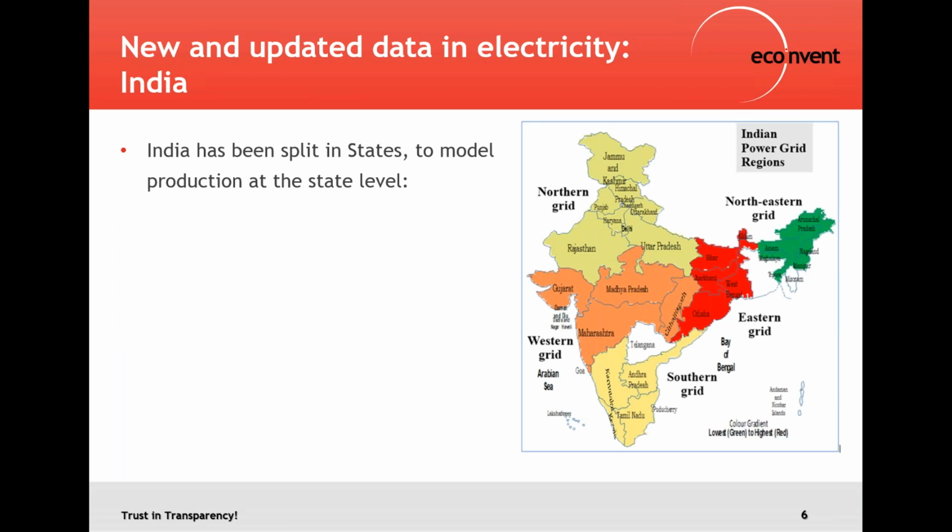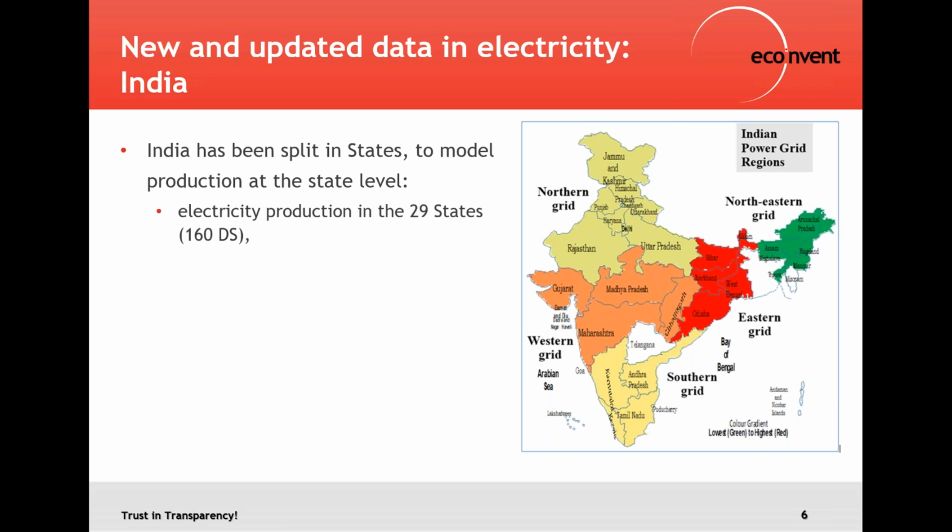So another level of improvement in the electricity sector concerns India. India as a country has been split into states, into the 29 states. So we are now able to model electricity production at the state level. And that means that we can now deliver data concerning electricity production in India at 3 different levels of detail. So you can choose the one that you prefer. And that means that we deliver electricity production in the 29 states, detailing the different technologies.